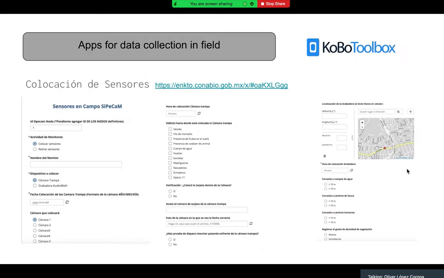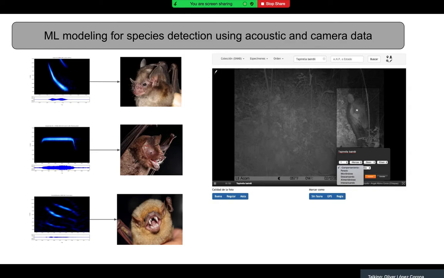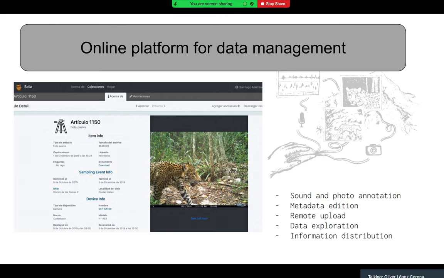We are also constructing some technology, for example, mobile apps to collect field data, or machine learning models for species detections, because we are generating thousands upon thousands of bioacoustics files and thousands upon thousands of pictures and movies with animals. So there's no way a person can label if there's an animal in the picture or not, and what species it corresponds to. We need to do it in an automatic way. We are also constructing some online platforms for data management.